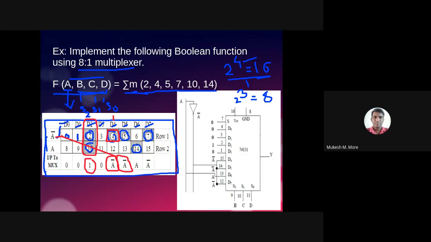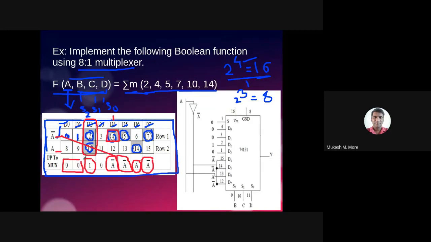D6 circle is present in row A. I am writing A. D7 circle is present in A bar. I am writing A bar. And others, if there is no circle, then just write down a 0.